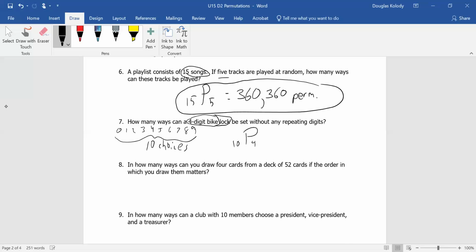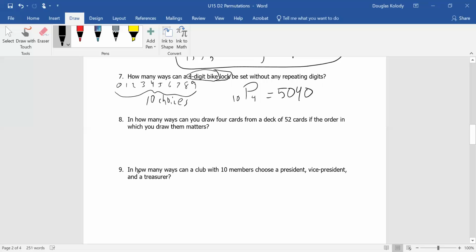So 10P4 is 5,040 permutations. In how many ways can you draw 4 cards from a deck of 52 cards? The order matters. So that's 52P4. And that's a lot of hands right there.